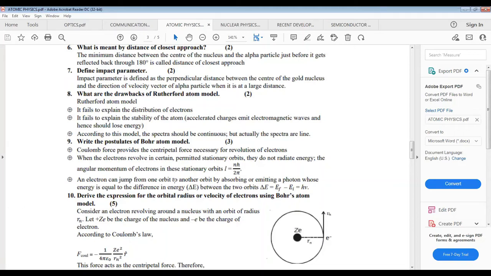The next one: the electron may jump from one orbit to another orbit by absorbing or emitting a photon whose energy is equal to the difference in energy between the two orbits, delta E is equal to EF minus EI. Suppose an electron jumps from a higher orbit to a lower orbit, it gives out a light photon, given by delta E is equal to EF minus EI, where EF is the final energy and EI is the initial. This difference in energy is emitted as a photon. Suppose an electron absorbs energy, it jumps from a lower orbit to a higher orbit. These are the two cases. When electrons absorb energy, they jump from a lower orbit to a higher orbit. When they jump from a higher orbit to a lower orbit, they give out energy in the form of a photon.